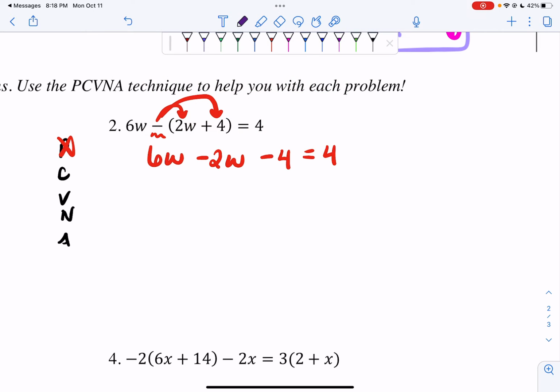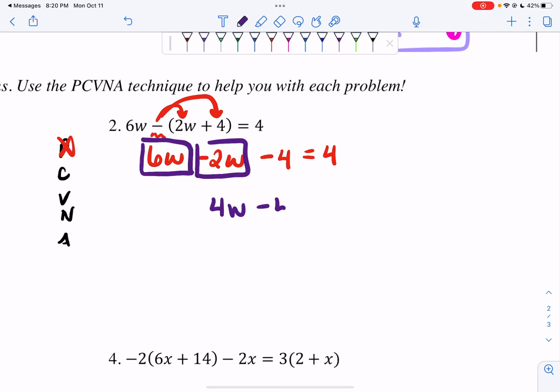I ask myself, can I combine like terms? So I look at this side only, and I try to combine. What can I combine with my 6w minus 2w? What is 6w minus 2w? It's 4w. So I'm left with 4w minus 4 equals 4.